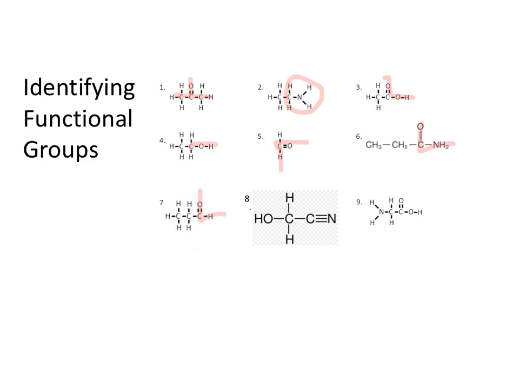For number 8, you've got a nitrile group there, and you've also got an alcohol group there. And for number 9, finally, we're going to have a carboxylic acid group there, C double bond OH, and here with the carbon joined to an NH2, that's an amine group.